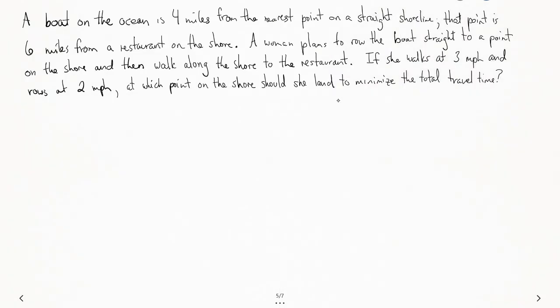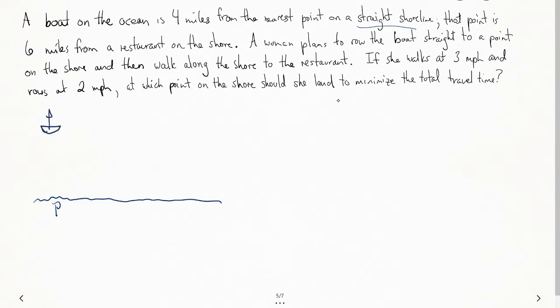Alright, so now moving on, we'll do an optimization one. You have a boat on the ocean. Okay, so I guess we have a shoreline here. So here's our shoreline. It's 4 miles from the nearest point on a straight shoreline, so don't let your eyes fool you, that's a straight shoreline. So here's our point. Let's call it P. We know our boat.